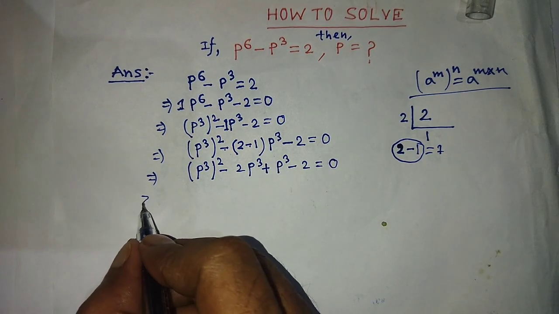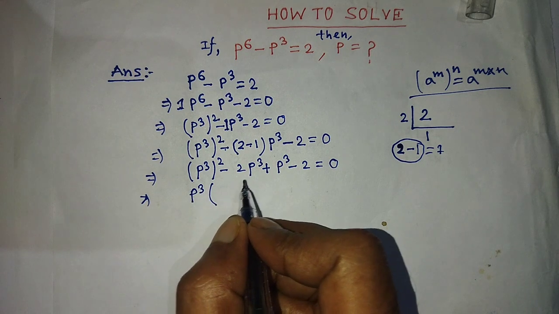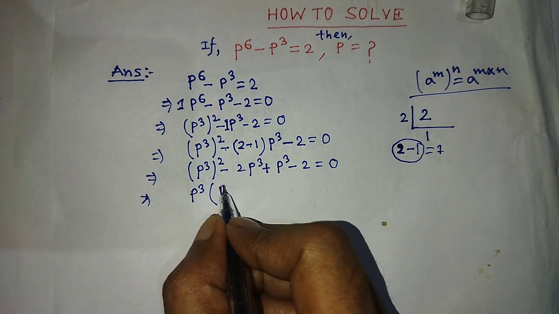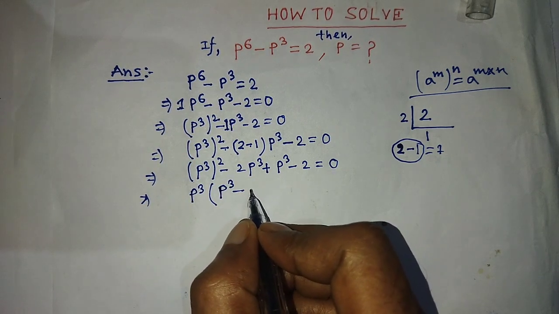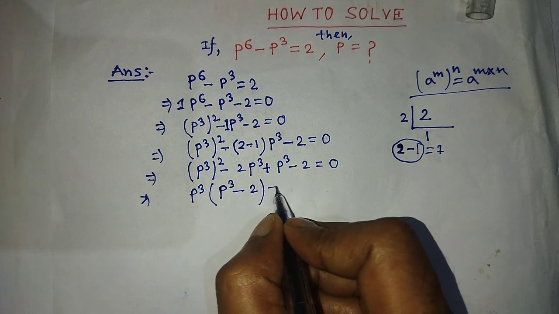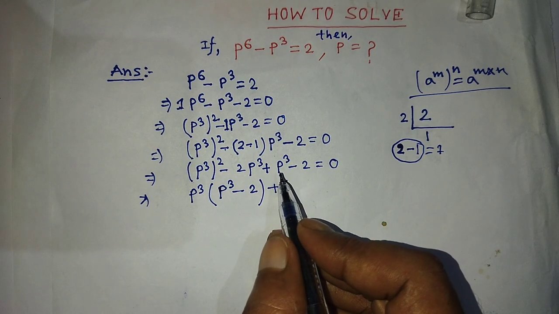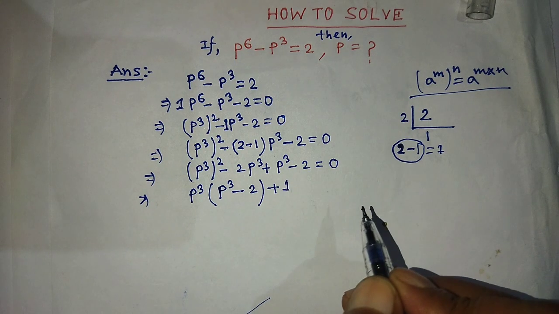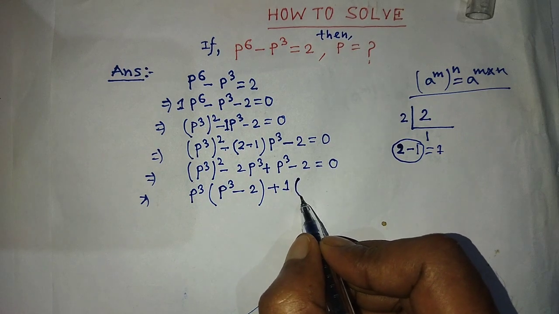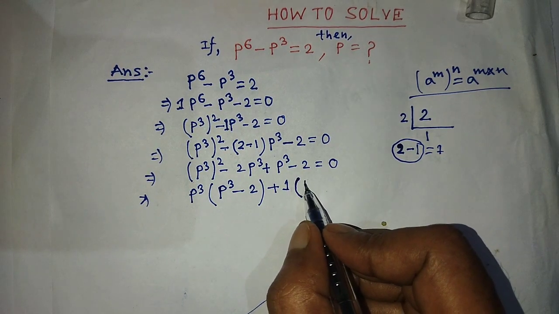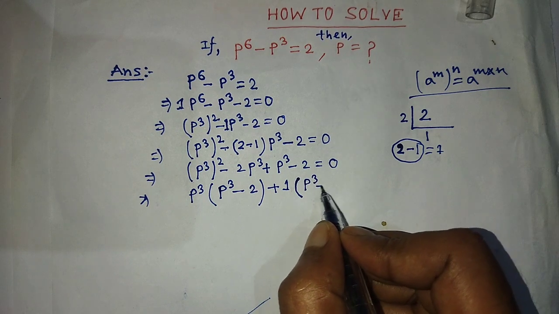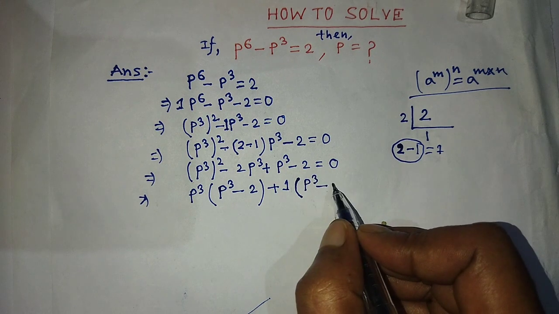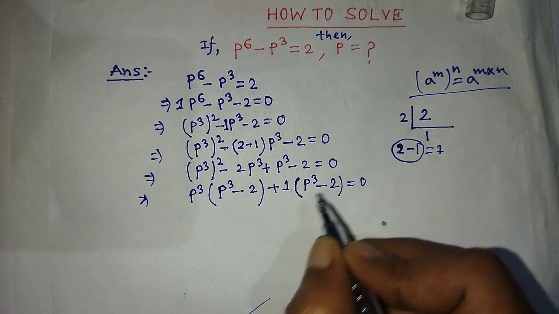Okay, so my dear student, after that if you take common p to the power 3 from the first two terms, we have to write inside this bracket p to the power 3 minus 2. Okay student, plus, so my dear student, the terms p to the power 3 and 2 have no factor except 1, so you have to take 1, and inside this bracket we have to write p to the power 3 minus, plus into minus is minus. Okay, we have to write here minus, and again we have to write 2. Okay, is equal to 0.